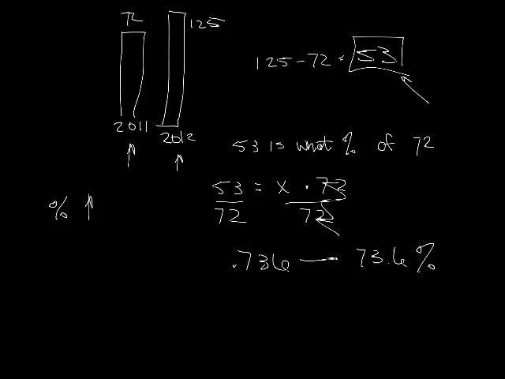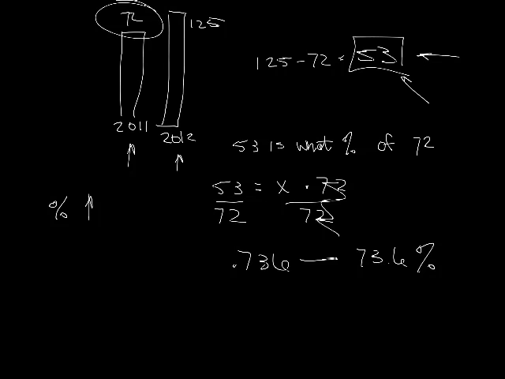So again, it's using logic here in order to figure out what they want and what information they gave you that's necessary in order to solve this. So they didn't give you this 53. You had to discover that on your own by finding the increase from 2011 to 2012 and then taking that increase and finding out what the percentage was compared to the previous number.